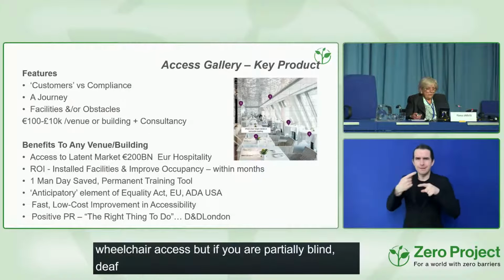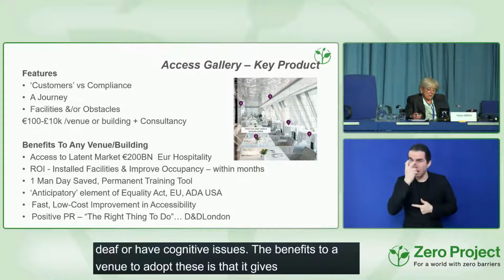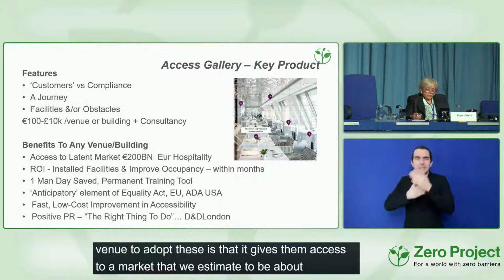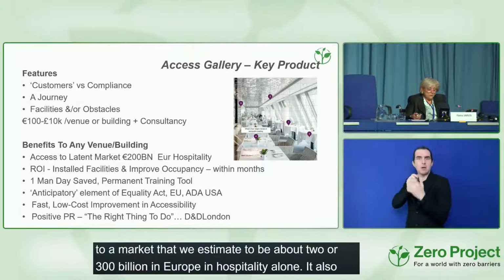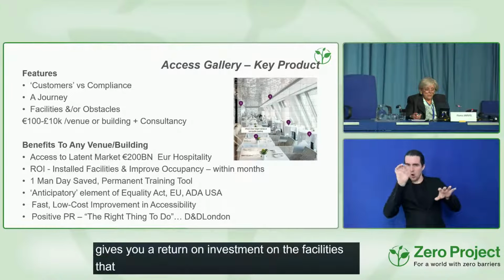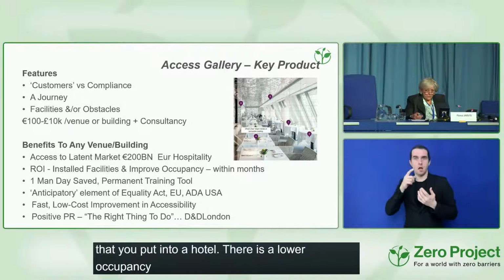The benefits to a venue to adopt these is that it gives them access to a latent market, which we estimate at about 200 to 300 billion in Europe, in hospitality alone. It also gives you a return on investment on the facilities you've put into a hotel. There is a lower occupancy for disabled rooms, and I would suggest the reason for that is you're not telling people you've got disabled rooms.